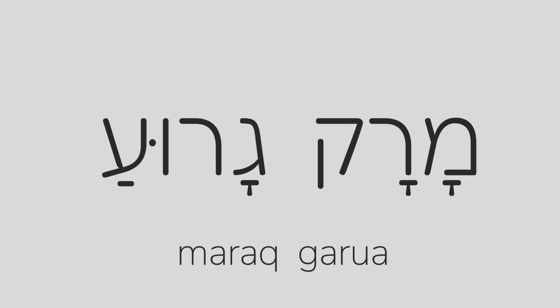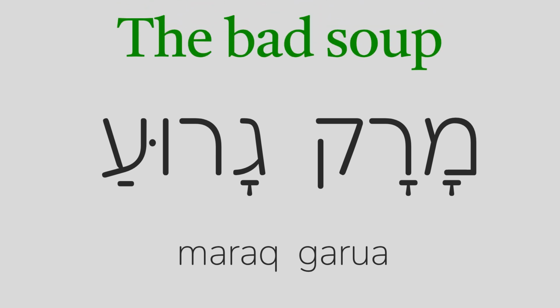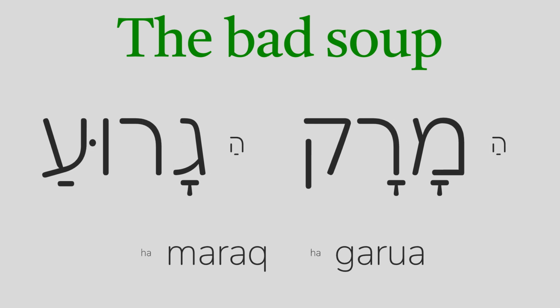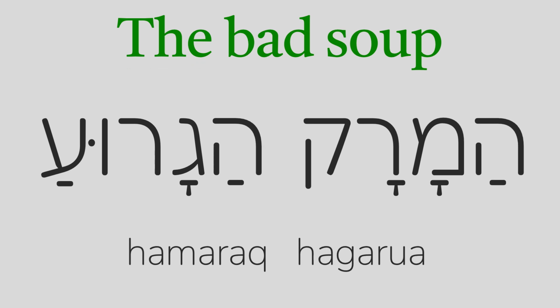Now how would we say the bad soup? Well, once again, we are going to put the adjective after the noun, and so we'll have marak first, and then garua. Onto both the adjective and the noun, we will add a ha, meaning the. Ha marak, ha garua. The bad soup.